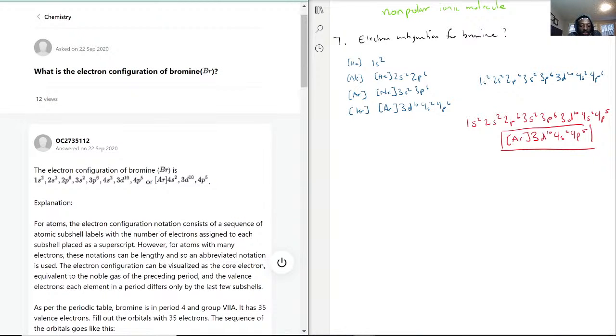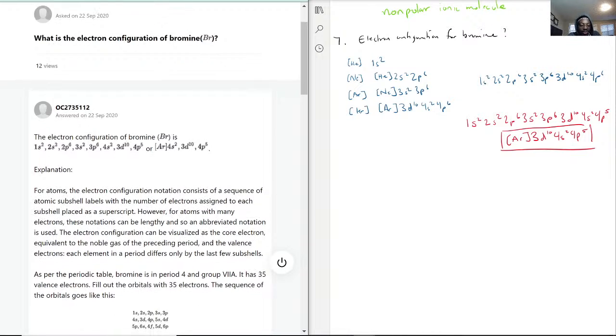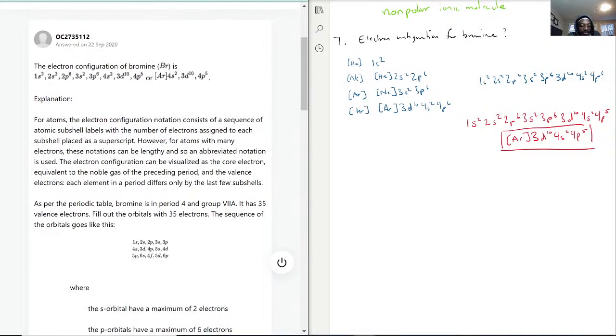So exactly, technically this is correct, but also incorrect, because you still want to make sure that you're always starting with the lowest electron shell number, which is the coefficient. So it should actually be 3d10 4s2 4p5.